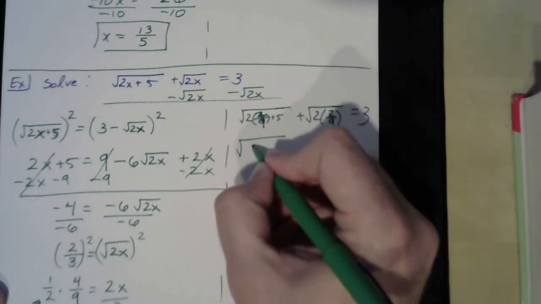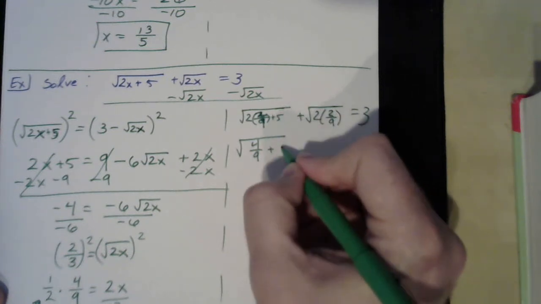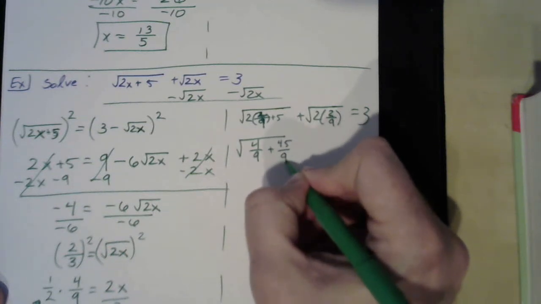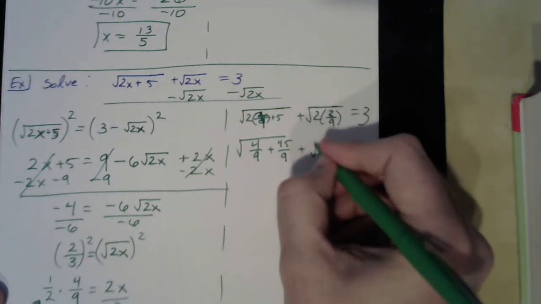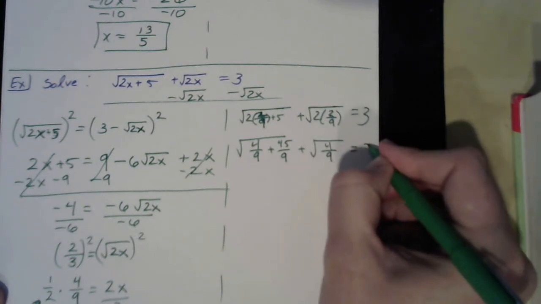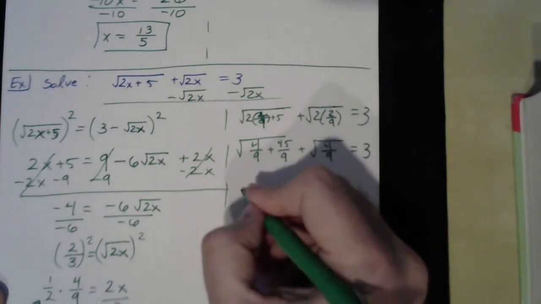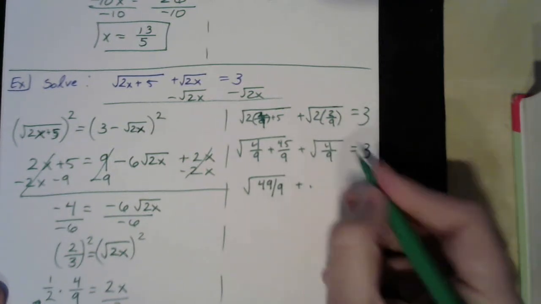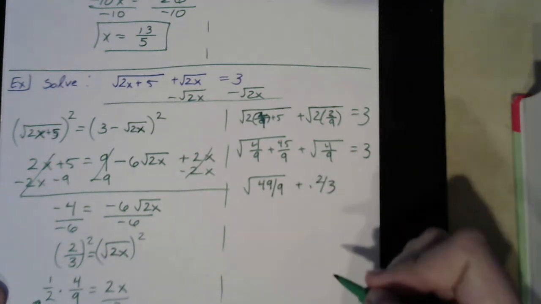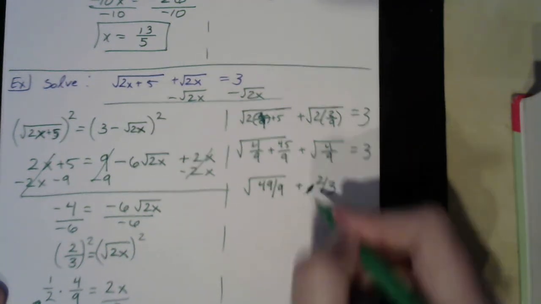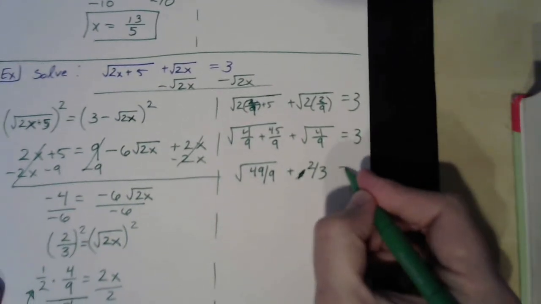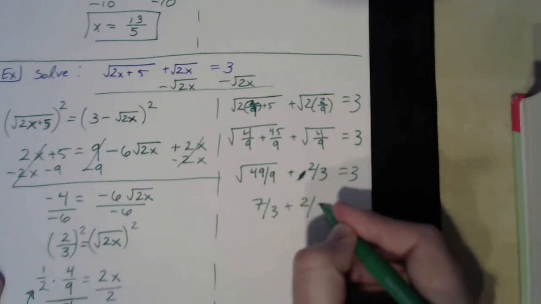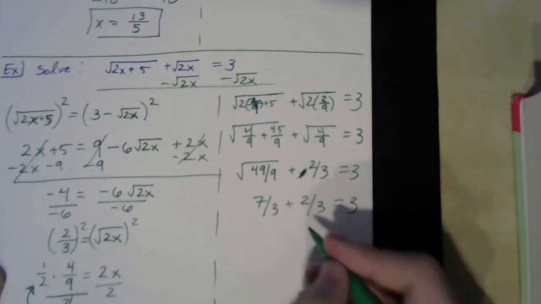So we have the square root of 4/9 plus 5 as a fraction over 9 will be 45 over 9. And then plus the square root of 4/9. This should equal 3. So we have the square root of 49 over 9 plus, I can evaluate this, 2 over 3. So this is not a decimal, ignore this. This should equal 3. The square root of 49 over 9 is 7 over 3 plus 2 over 3 should equal 3.